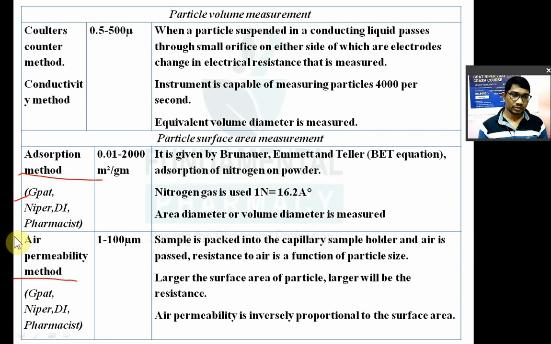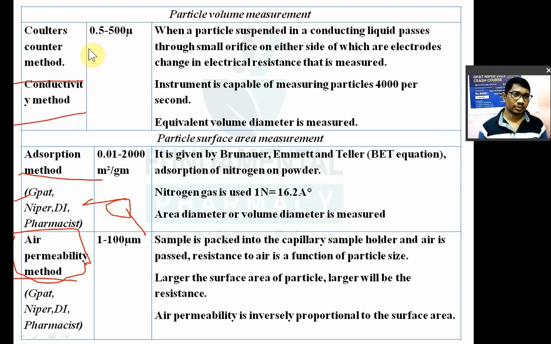So the air permeability method and adsorption method, okay, and the Quantasorb apparatus is used. These two methods, air permeability method and adsorption method, are the methods for measurement of particle surface area. Coulter counter method is for particle size as well as particle volume.